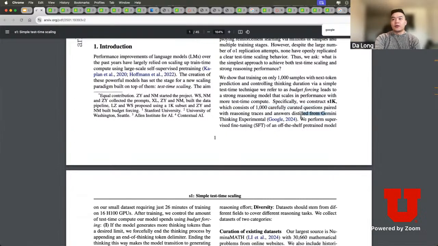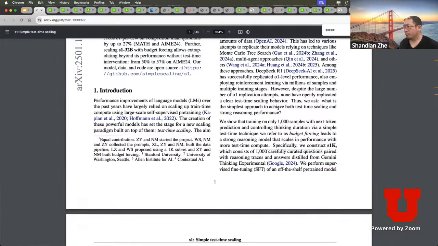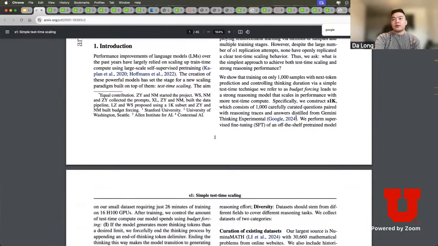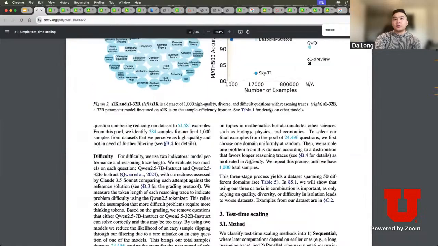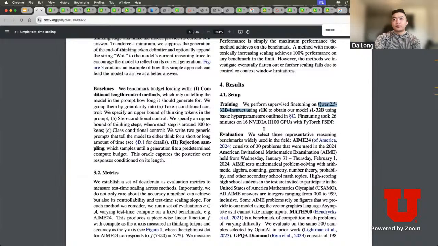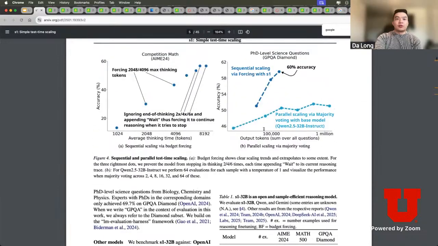They get data from here. Actually, I think they collect a lot of samples, but they filter them and just keep the high quality 1,000. Then they use this data to fine tune the open source model. After fine tuning, it is combined with their prompting technique to achieve the reasoning ability.